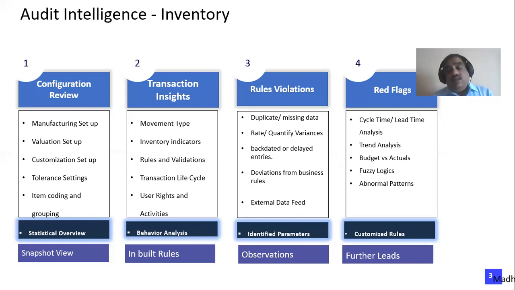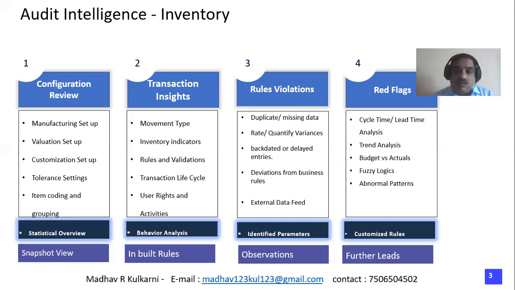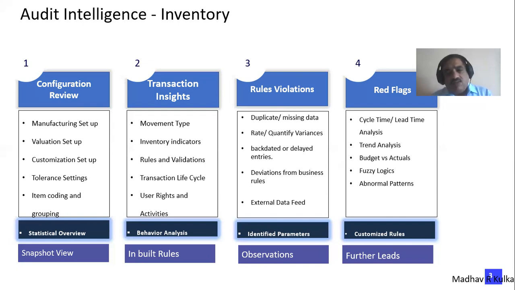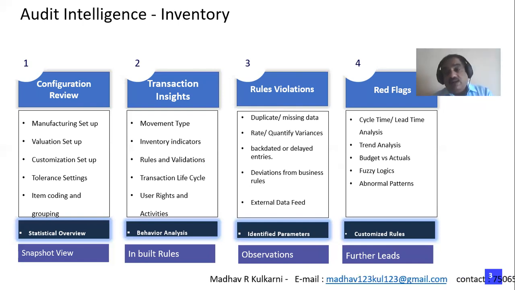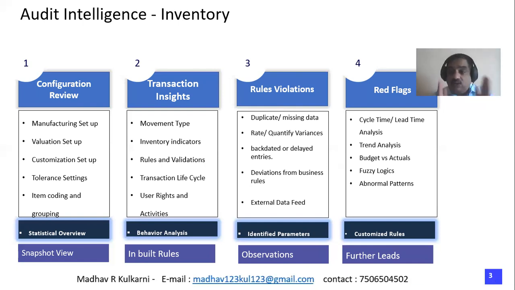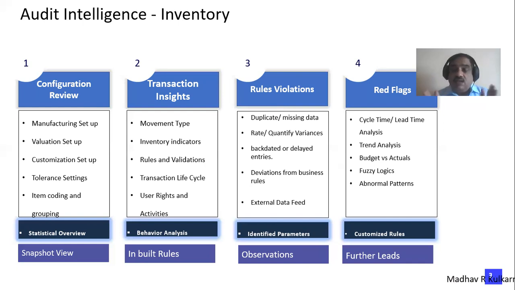Then the auditor, or whoever is conducting the review, goes to the third step and understands which rules have been violated in terms of data duplications, the item code, vendors, customers, whatever it may be. Then whether data is missing. What are the rate variances? What are the quantity variances that are taking place and how they are taking place? Are there any chronological inconsistencies? Are transactions backdated, or are there delayed entries in the transactions?